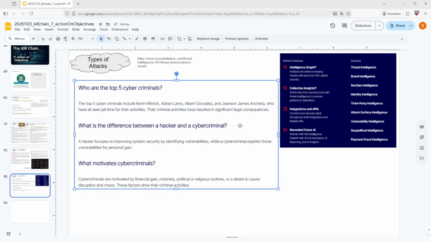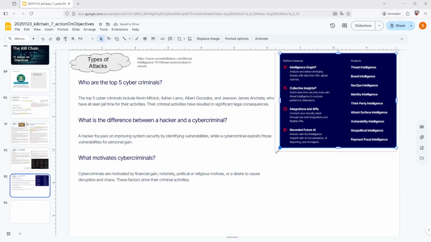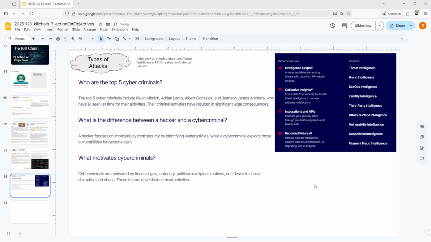We should have more innovative companies in cyber, and Recorded Future is one of those innovators, the same way as Google used to be. And here on the right side, you see their products. One thing to point out here is they all end with intelligence. Do you see that? Geopolitical intelligence, payment fraud intelligence, third party intelligence.